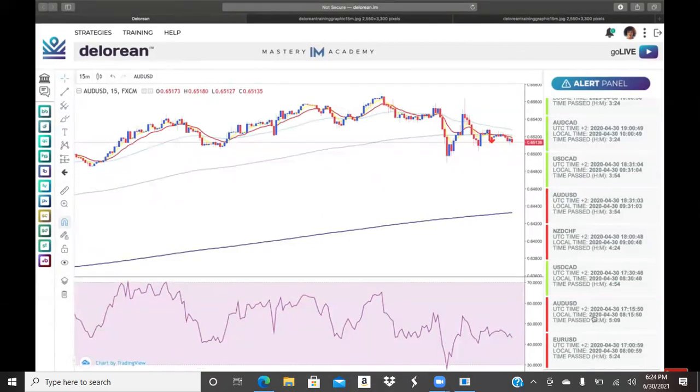Now, where is the aqua in comparison to the gray? It's above it. Your trend is underlying above, meaning bullish.